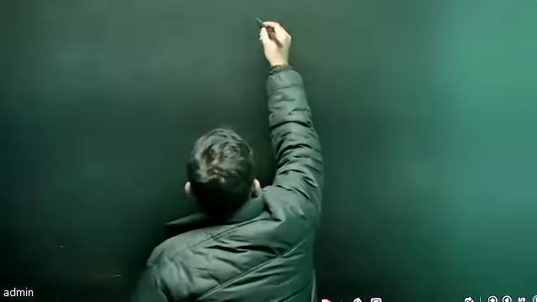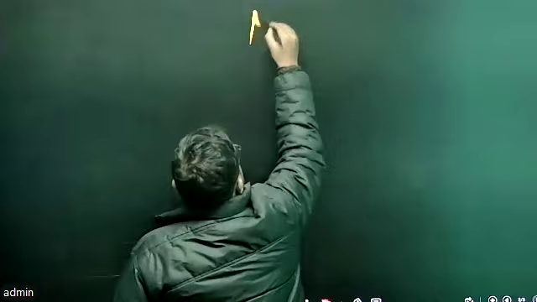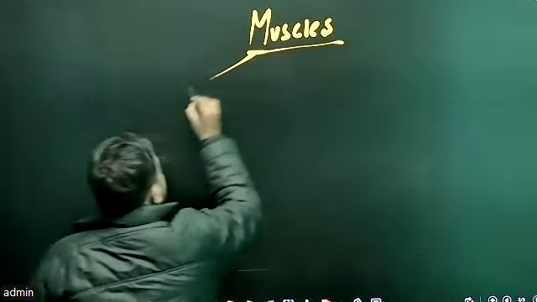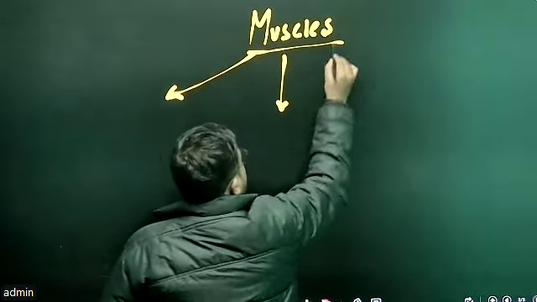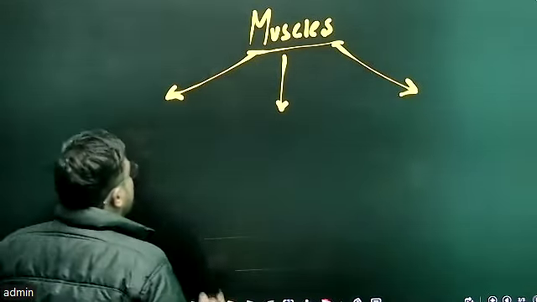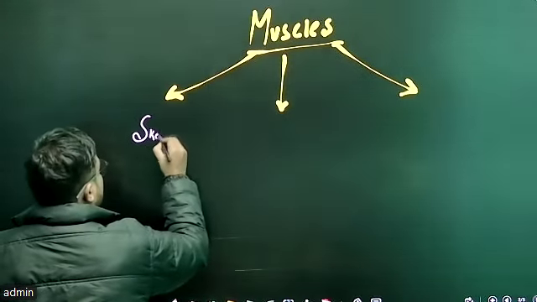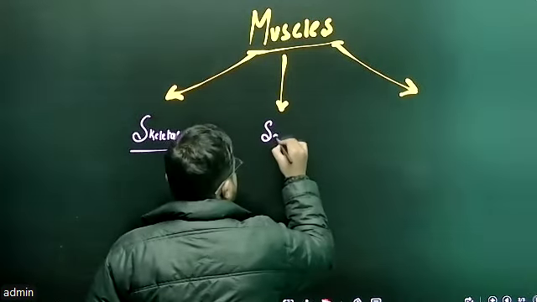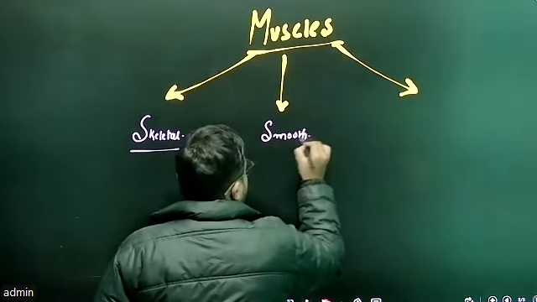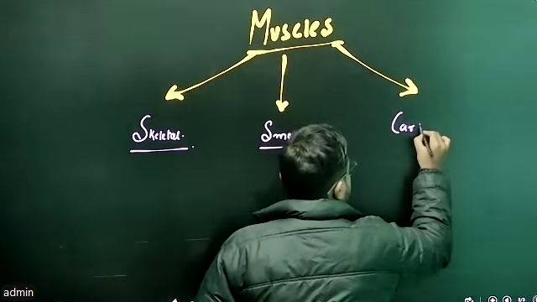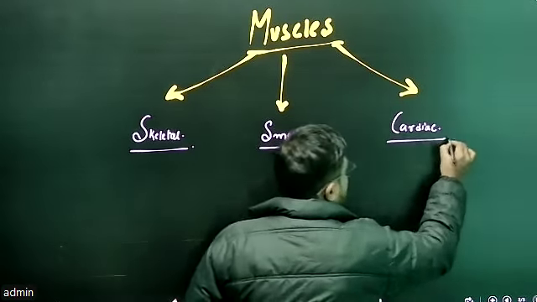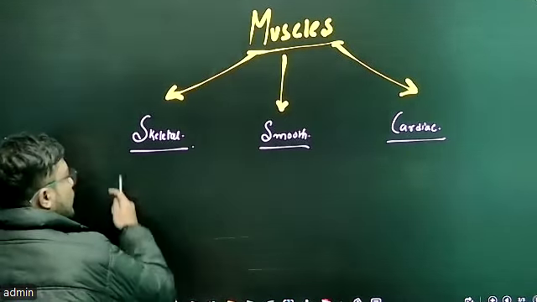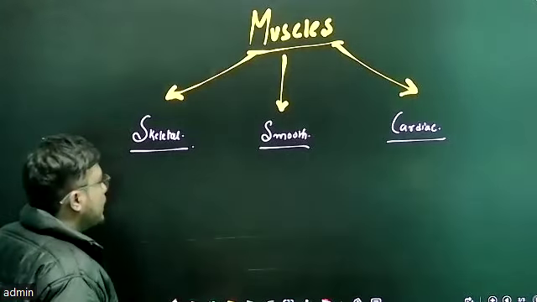Okay, so there are basically three types of muscles in our body. What are the three types of muscle that we have? The three types of muscle that we have are skeletal muscle, smooth muscle, and cardiac muscle. In our body, we have three different types of muscle: skeletal muscle, smooth muscle, and cardiac muscle.